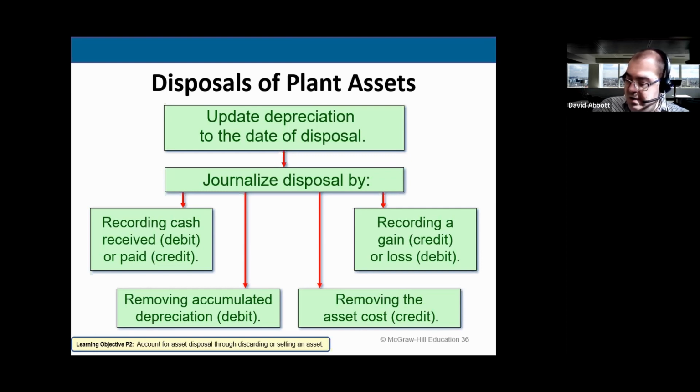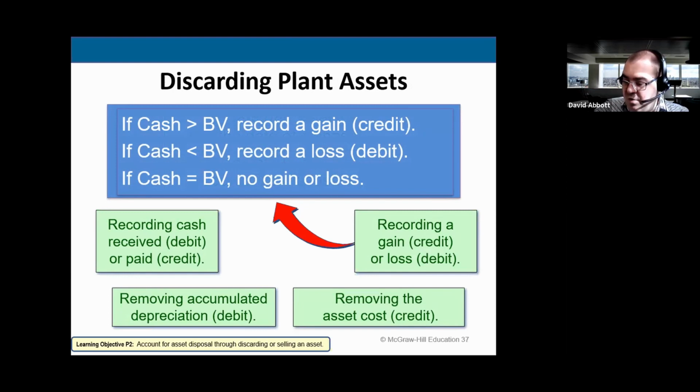In addition, we must determine whether a gain or loss is associated with the asset. A gain is recorded with a credit, just like revenue, and a loss is recorded with a debit, just like an expense account. We complete the entry by removing the plant asset's cost from our books as a credit and removing the related accumulated depreciation with a debit. Let's see how we calculate the gain or loss associated with the disposal. If the amount of cash received is greater than the book value of the asset, cost less accumulated depreciation, a gain is associated with the disposal.